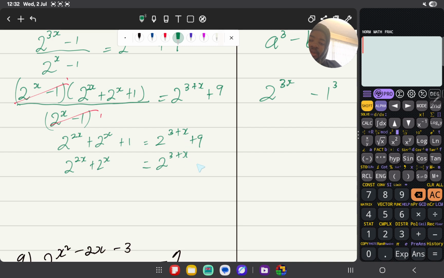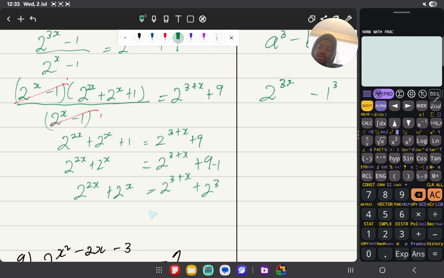Alright, cool. And then plus 9 minus 1. That is 2 to the power of 3 plus x minus 8 plus 8, right? 2 to the power of 2x plus 2 to the power of x. What do you know 8 to be? It's 2 to the power of 3, right? So now we have something really beautiful.